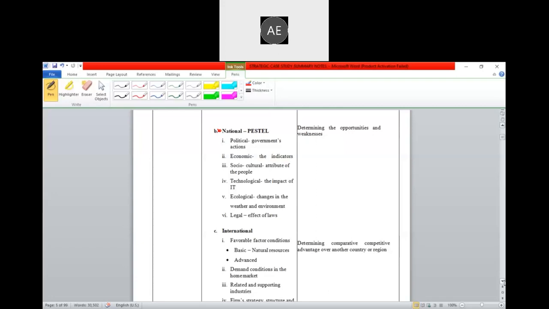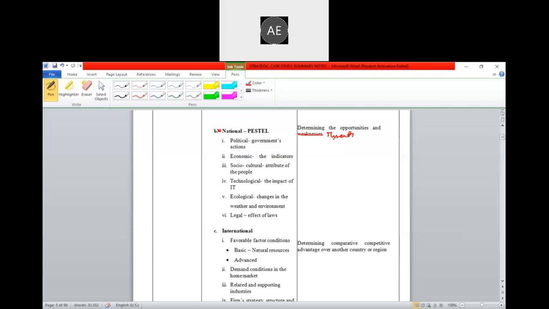Now, when an entity attempts to analyze the national environment, it means that the entity wants to know the opportunities and the threats in the external environment. In fact, in typing, I made a mistake here. Let me put down the right thing: opportunities and the threats. That is the purpose of the national environmental analysis.